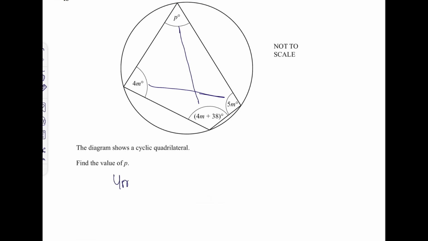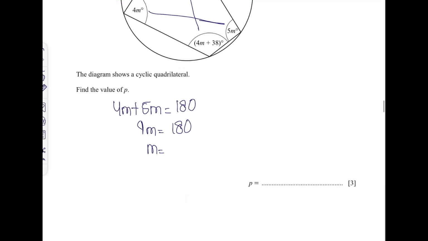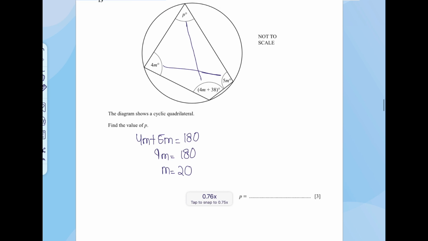So 4m plus 5m is equal to 180. So 9m is 180. Simply, m would be 180 divided by 9, so 9 into 20. I've got the value of m. Now to find the value of p. So 4m plus 38 plus p would be 180 as well.